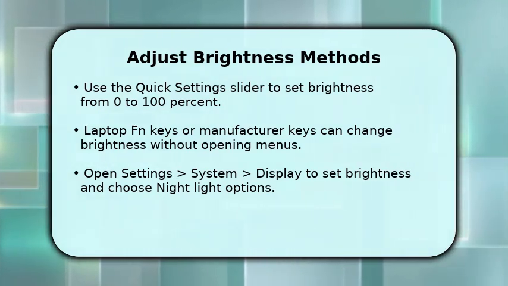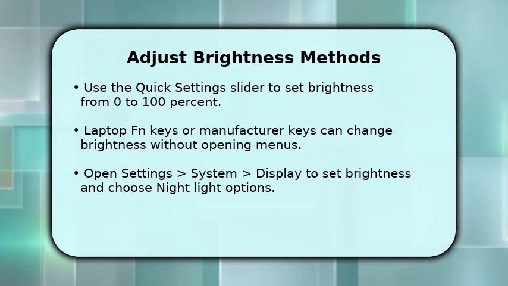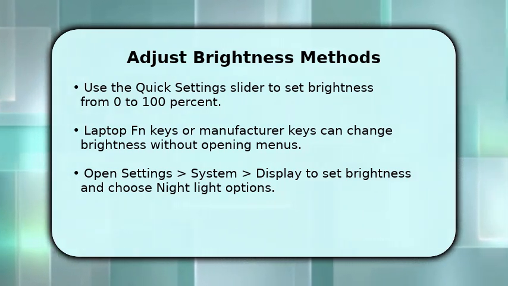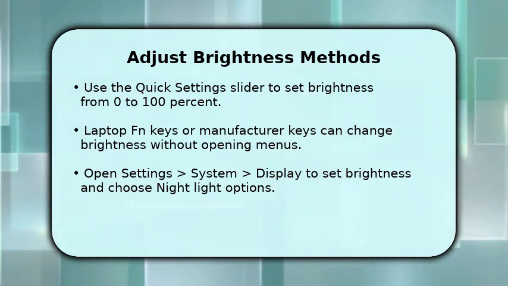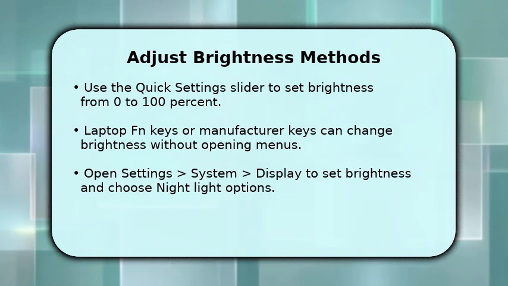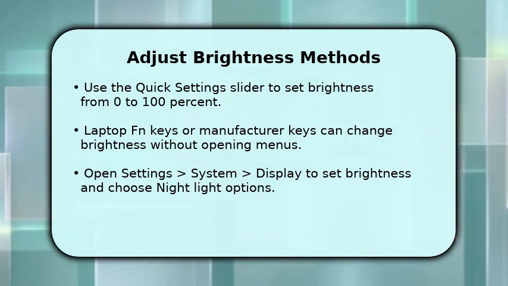On many laptops, you can press FN plus the brightness key to change brightness immediately. Some external monitors use physical buttons instead of a Windows slider. You can also open Settings, then System and Display to adjust brightness more precisely.